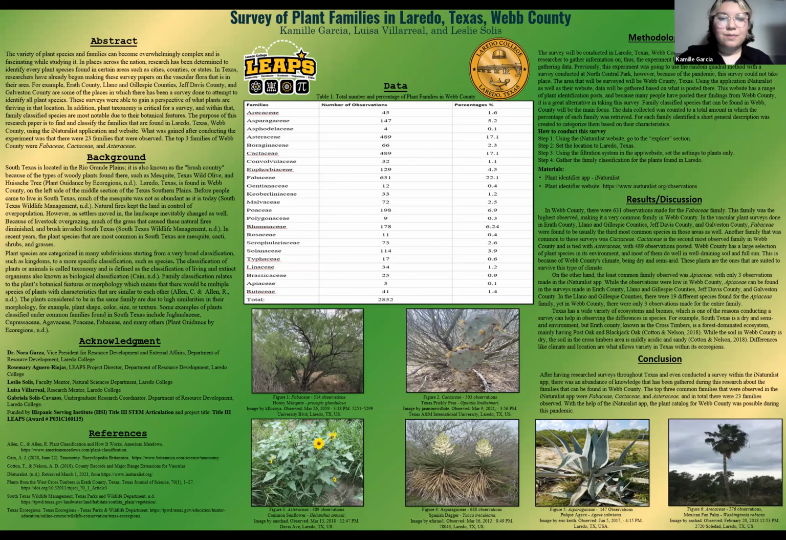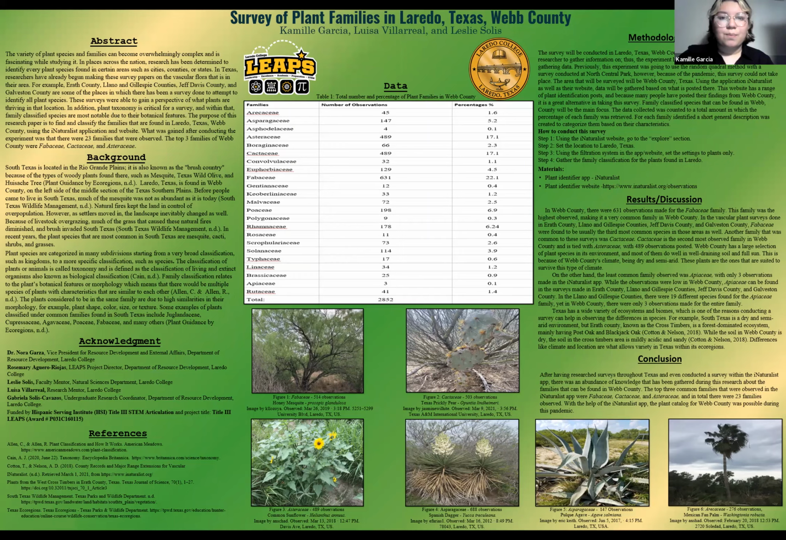Fabaceae and Cactaceae, which are shown in Figure 1 and Figure 2, are usually found in South Texas and are very common in Texas in general. In Figure 2, an observation of the species named the Texas prickly pear from the Cactaceae family was posted by the user Jasmine Willett. Because of the semi-arid environment in South Texas, families like Cactaceae and Fabaceae thrive in their natural state. In Figure 3, it is shown a common sunflower in the Asteraceae family.